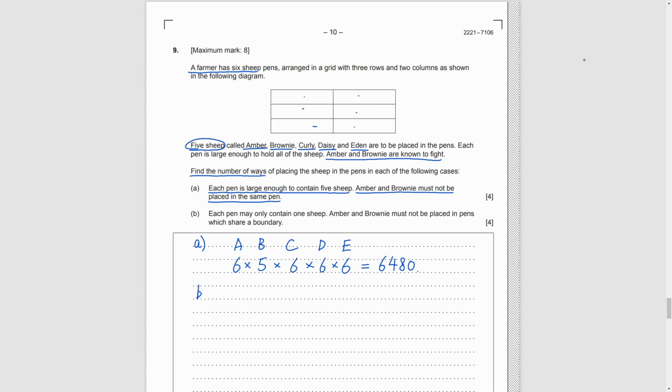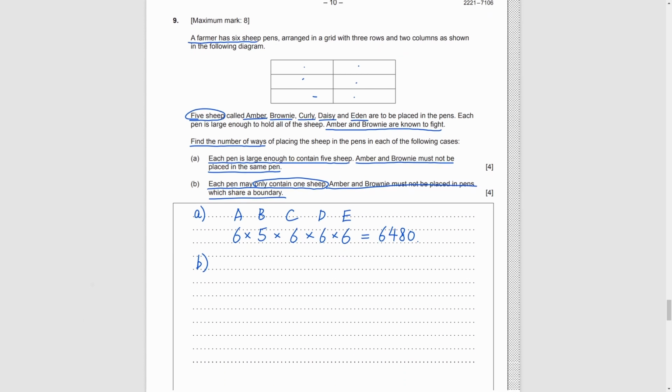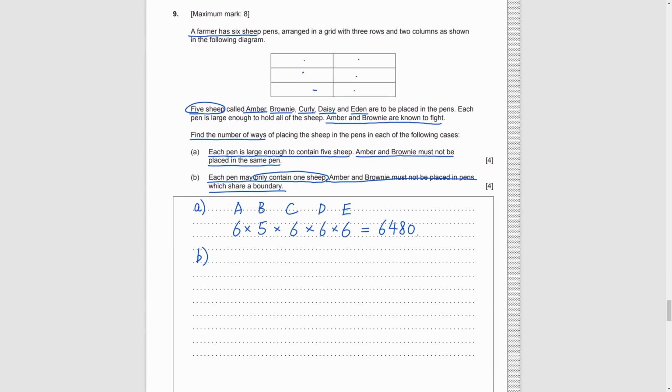Part B. Now, each pen can only contain 1 sheep. A and B cannot be placed in pens that share a boundary. For this question, we have a lot of different ways to consider it. For me, I will also put the sheep into the pens one by one.